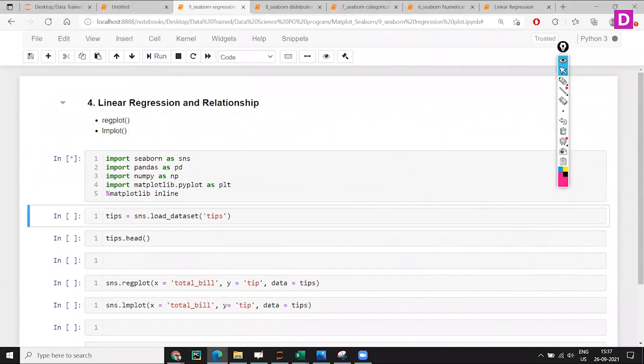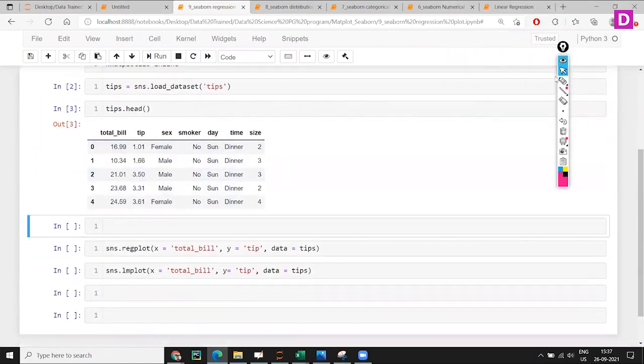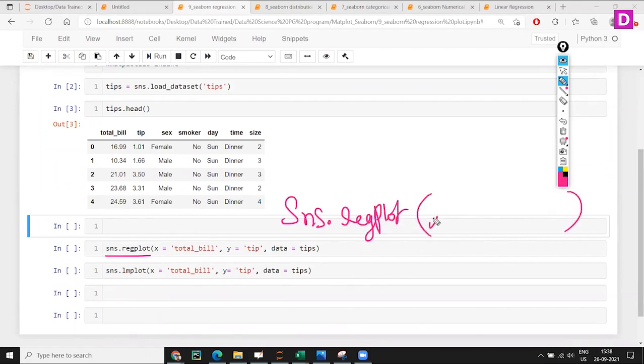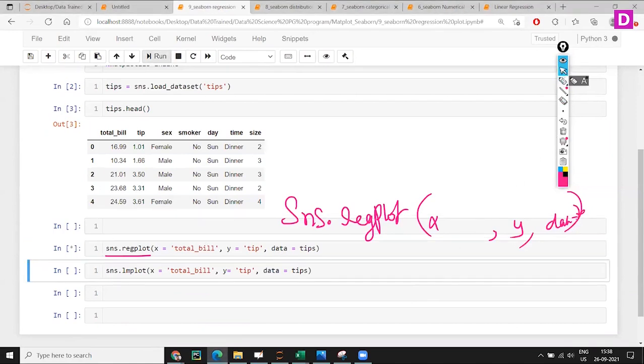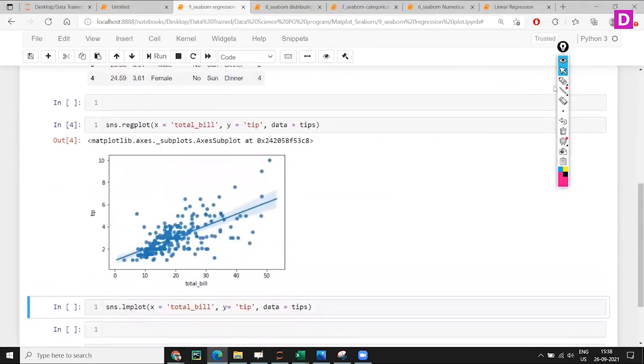Let's execute all these libraries and import the data set. We already know these data sets. So now I'm going to use reg plot. For reg plot, regression plot, we need X data and Y data, right? Data equal to your data set. So let's execute this. Here we'll find one interesting line.